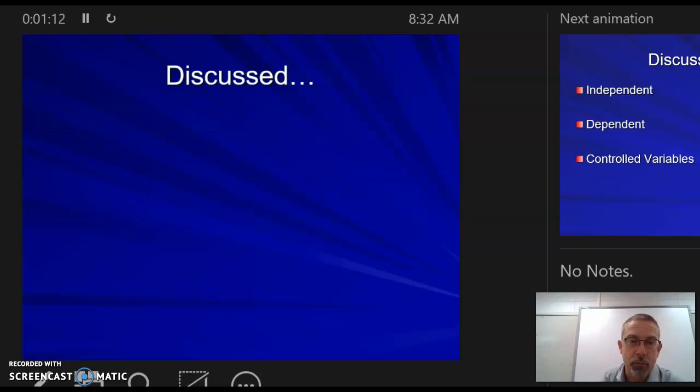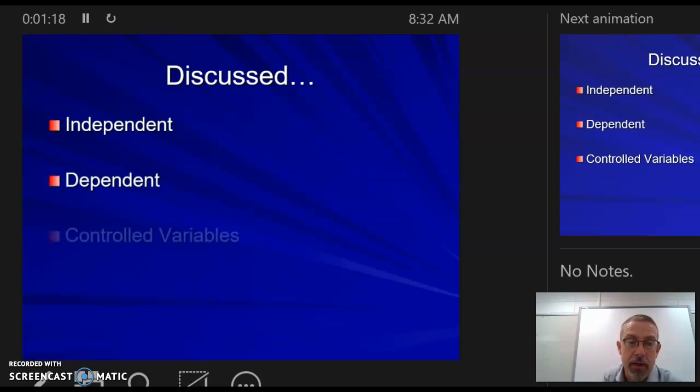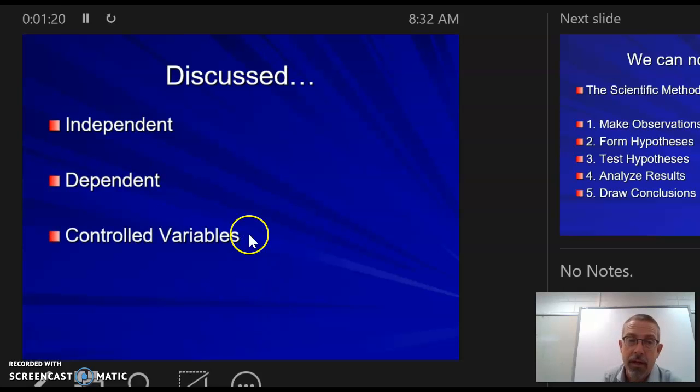From that, we were able to discuss what is an independent variable, what is a dependent variable, and what is a controlled variable. And it's important that we keep aware of all of these when we run an experiment. We're only going to change one independent variable at a time. We're going to measure the dependent variable to see if it depends upon the independent variable. And we're going to try to keep everything else the same in an experiment. Those are called controlled variables.